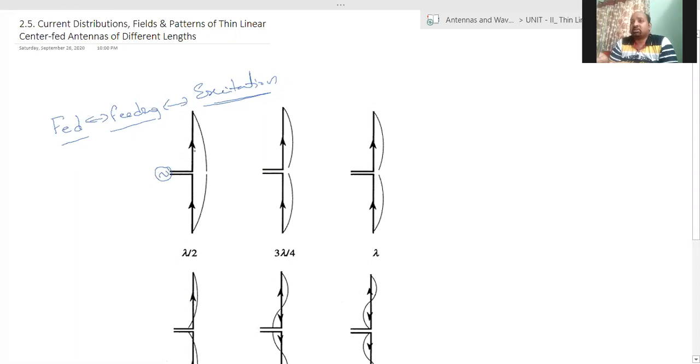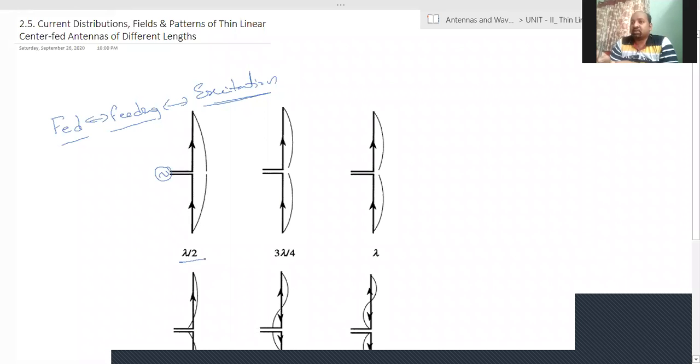Current distributions, that means how current is distributed. So current distribution depends on the length of the antenna. Earlier I discussed this while discussing the basic antenna elements. Here in the figure I have shown dipole antennas of different lengths.